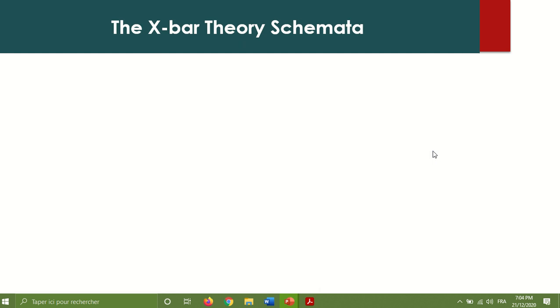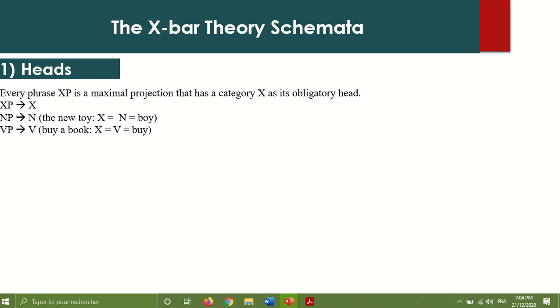Now, let's deal with the whole X-bar theory schemata. In the X-bar theory schemata, we have heads, we have complements, we have adjuncts, and we have specifiers. Let's define each one of them and see its role. Every XP, every phrase, is a maximal projection that has a category X as its obligatory head. So XP has a head X. For example, NP has a head N.